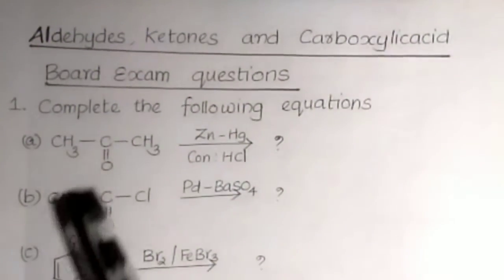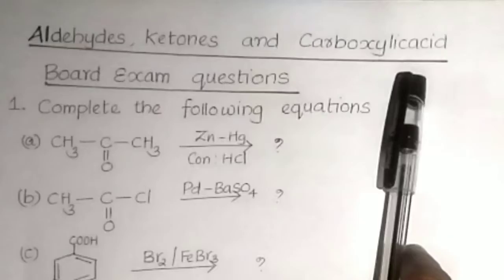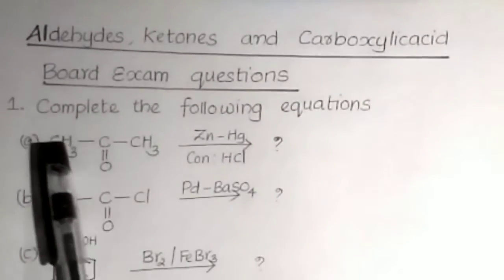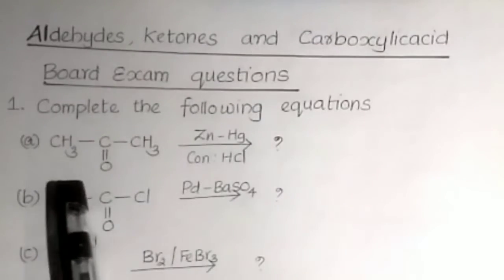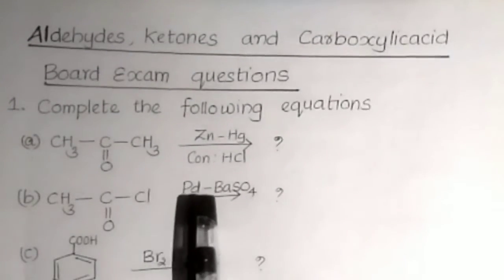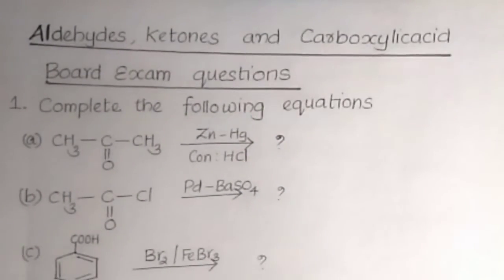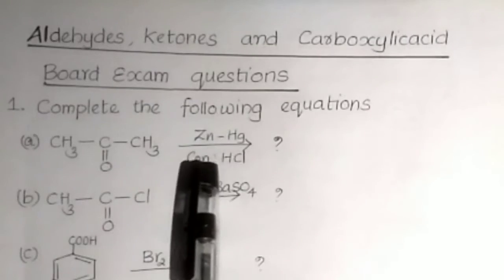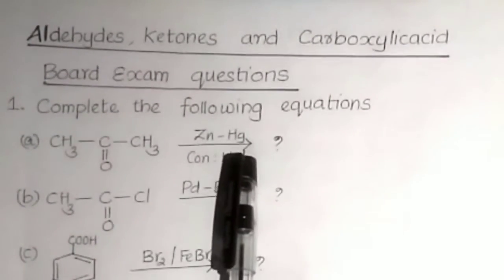We discuss some board exam questions from aldehydes, ketones, and carboxylic acids. First question, complete the following equations. First one, CH3COCH3, zinc amalgam and concentrated HCl. You know, zinc amalgam and concentrated HCl is the Clemmensen reduction reagent.